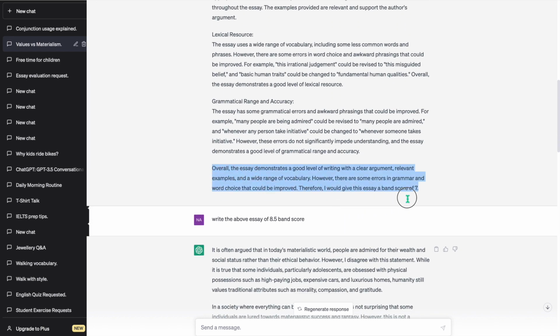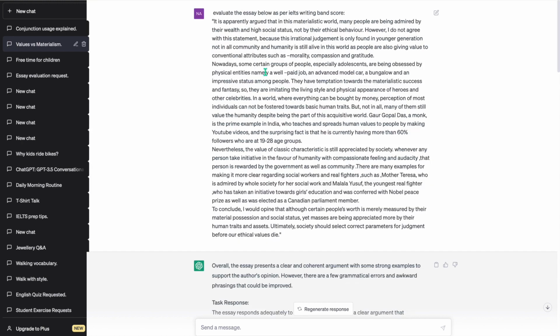Okay, so it has given us this. The essay demonstrates a good level of writing with a clear argument and relevant examples. However, there are some errors in grammar and word choice that could be improved, and there I would give this essay a band score of 7. So this essay can get 7 bands.